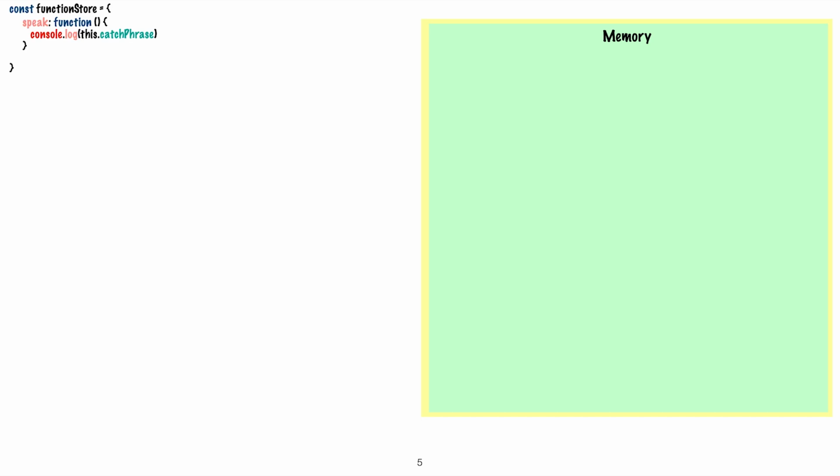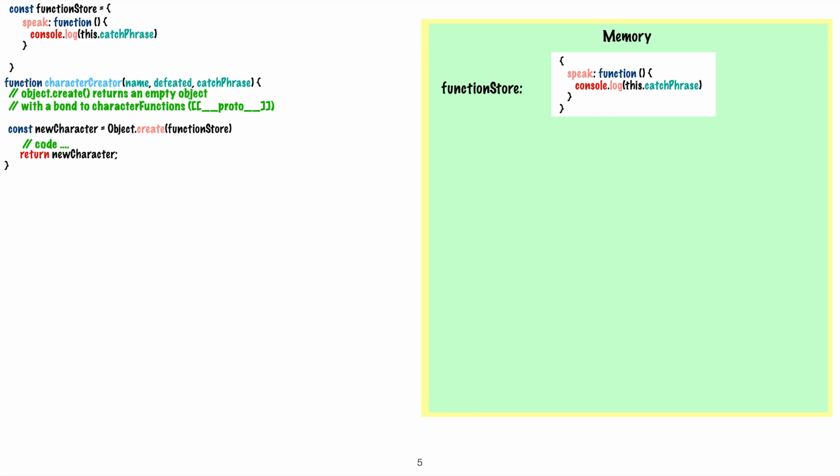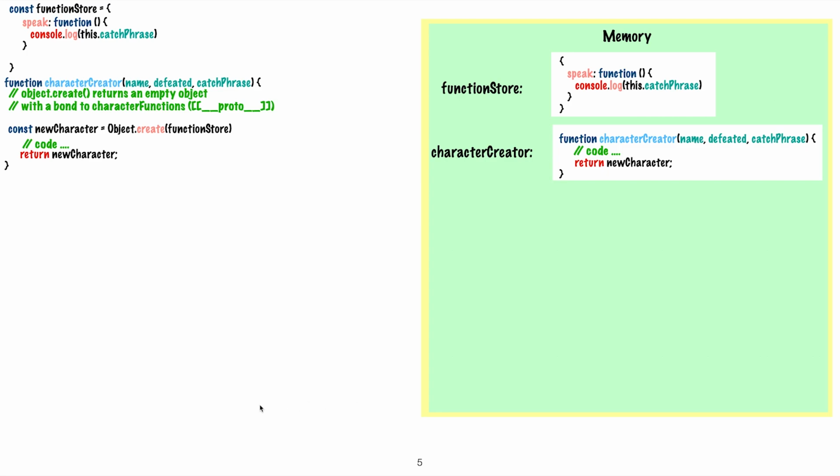And on this object, we want to place all of our utility functions, or functions that we want our objects to reuse. And so this function store object will be stored somewhere in memory. And similarly, we'll go ahead and define our character creator function, and that will also be stored somewhere in memory. And I removed some of the code because I ran out of space.